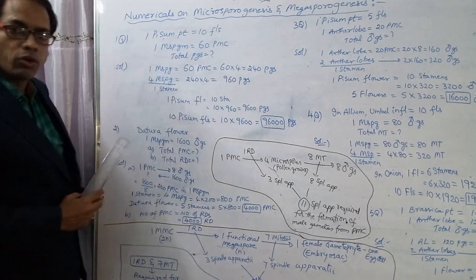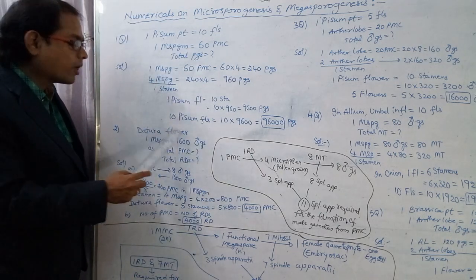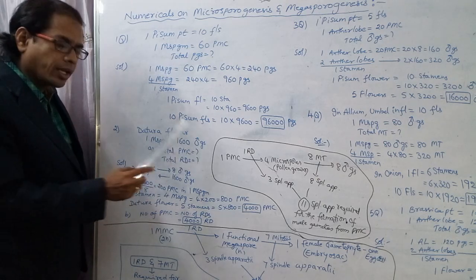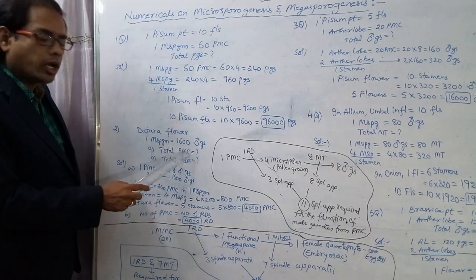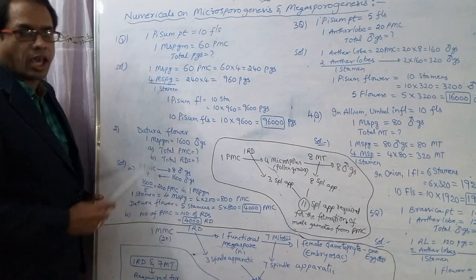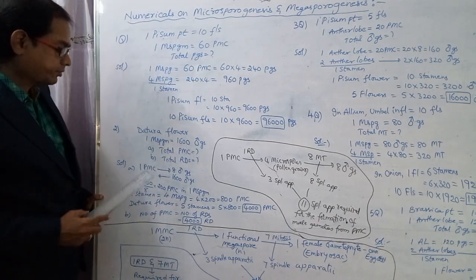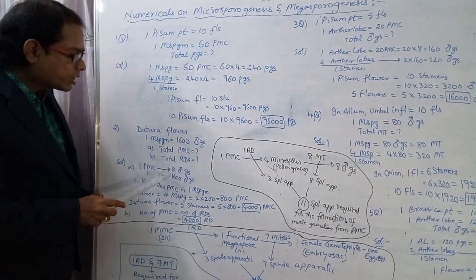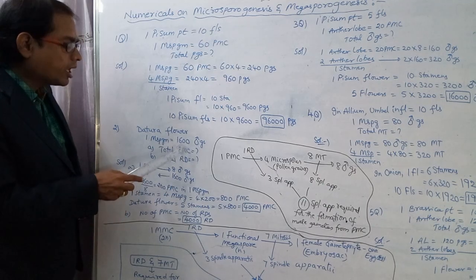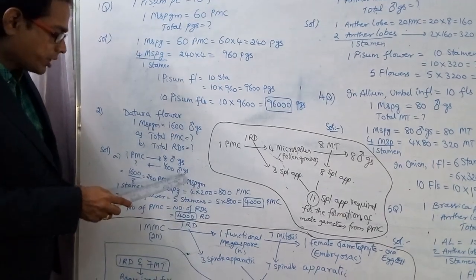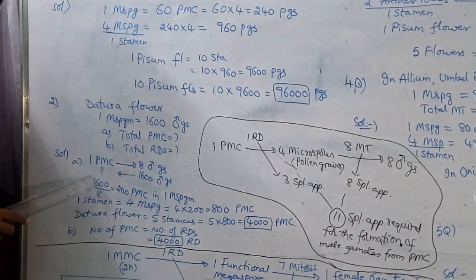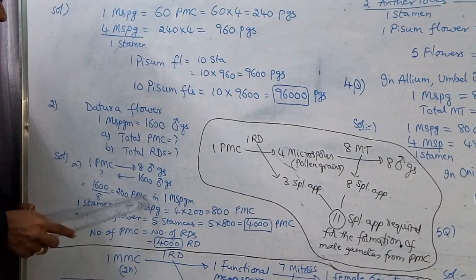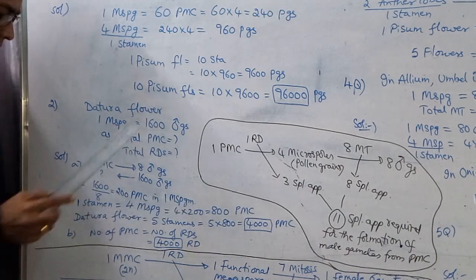So next question, we are going to Datura flower. One microsporangium contains 1600 male gametes. Total pollen mother cells, total RDs they are asking. How can we calculate? One pollen mother cell can produce how many male gametes? 8 male gametes. Here they gave 1600 male gametes. How many pollen mother cells? So 1600 divided by 8, that is equal to 200 pollen mother cells in one microsporangium.